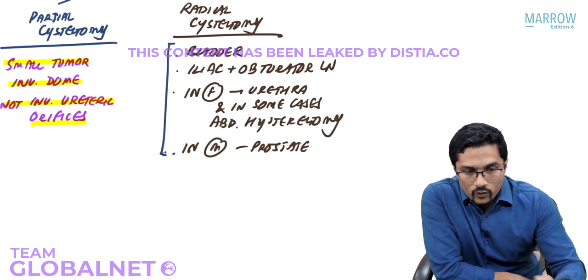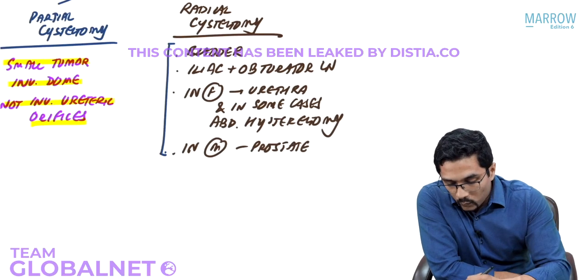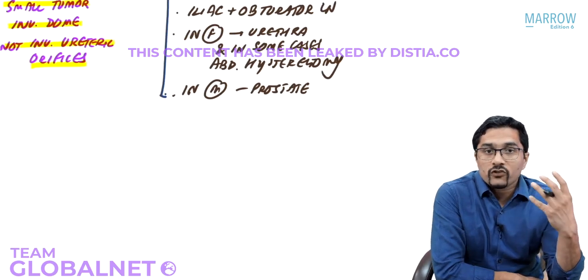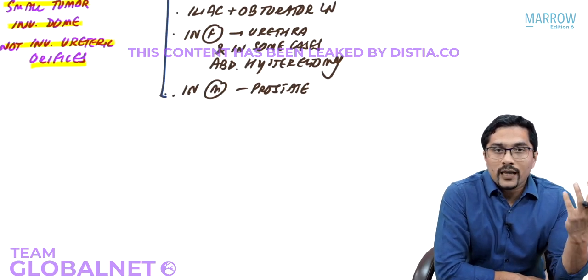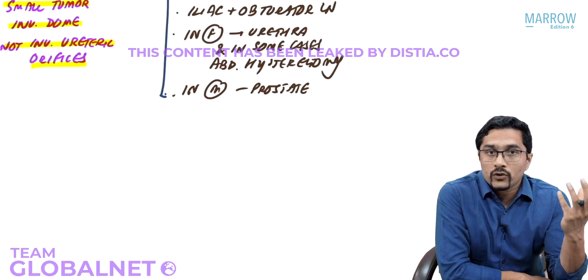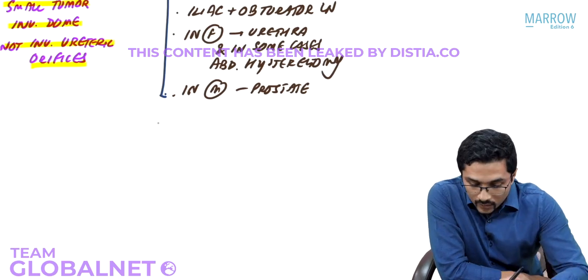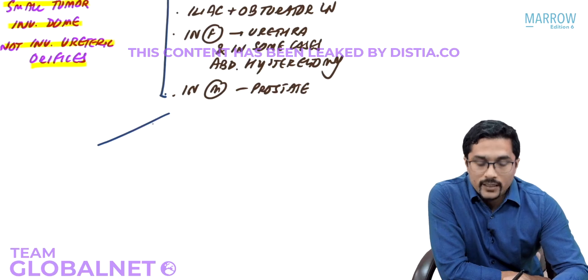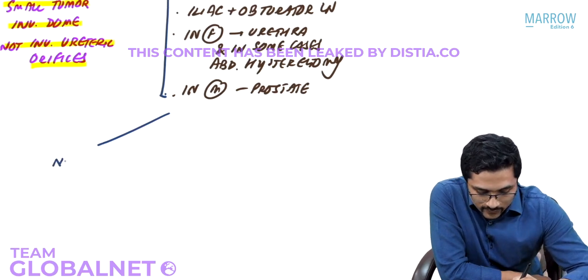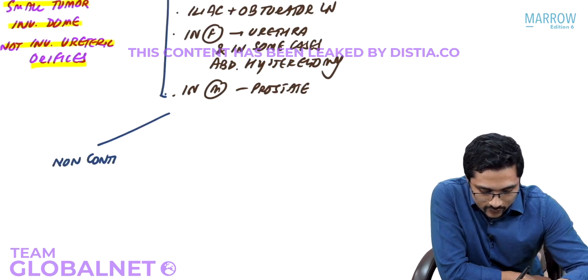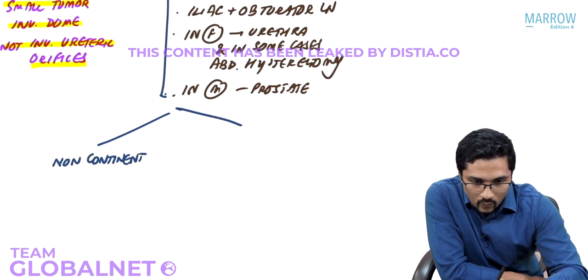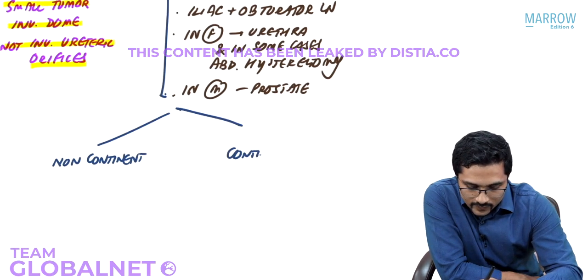So this is what we remove in radical cystectomy, and once you've removed the bladder, how do you divert the urine? Where does urine go? That is very important for you to understand. Lots of questions have been asked regarding this. So it can either be non-continent urinary diversion or it can be continent urinary diversion.